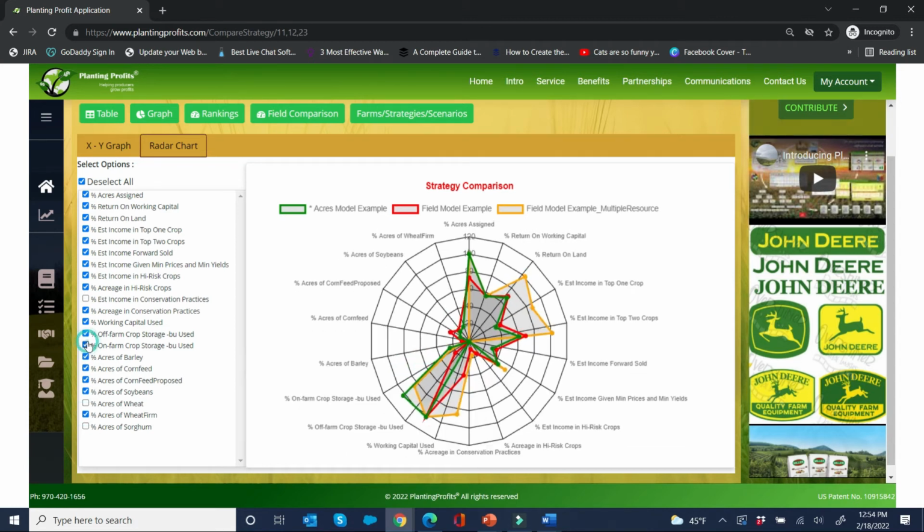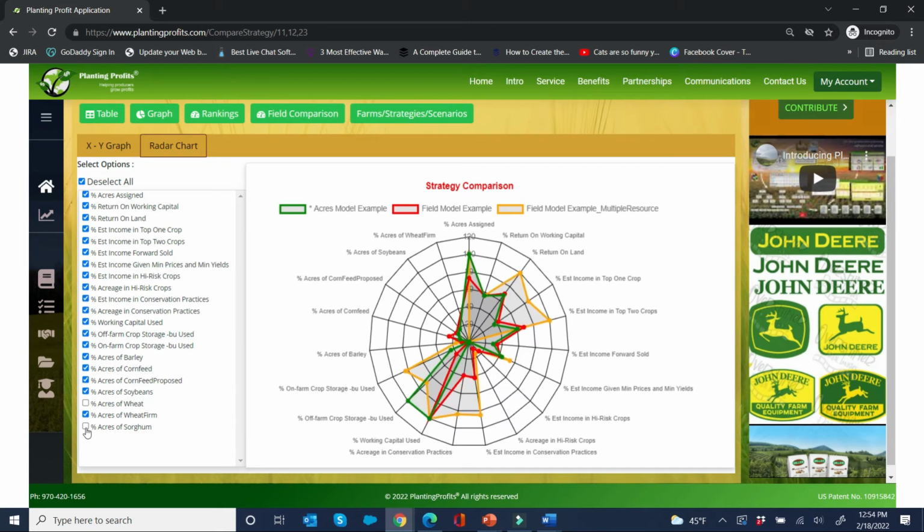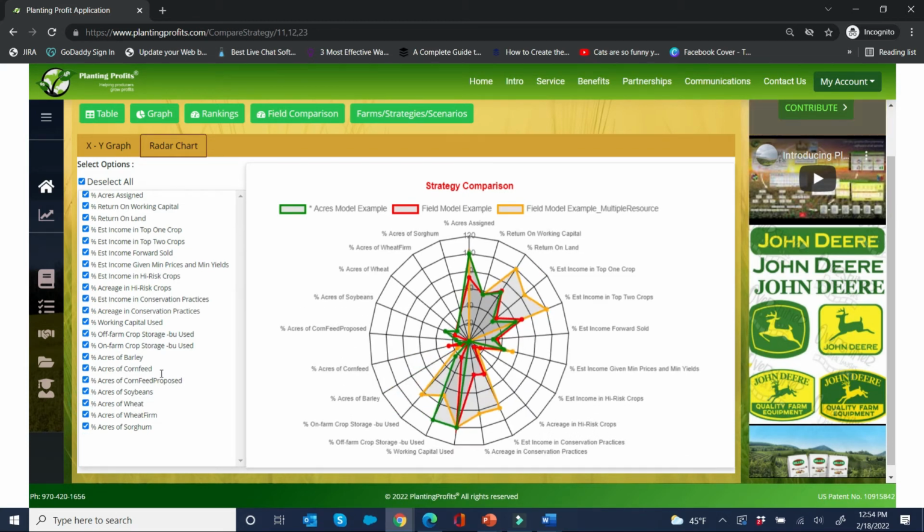In order to display all of this data on a single chart, all output measures are percentages. Some output measures, such as the percentage of estimated income forward sold, are already in percentages. Other output measures, like crop acreage assigned and resources used, are converted to percentages so everything can be displayed together. For example, the percentage of barley in Strategy A is the acres of barley divided by the strategy's total available acres. For resources, the percentage of a resource displayed for Strategy B is the amount of the resource used divided by the amount of the resource available in the strategy.